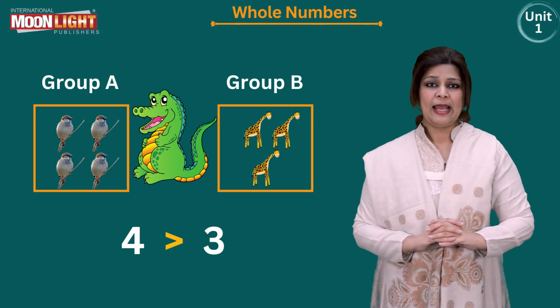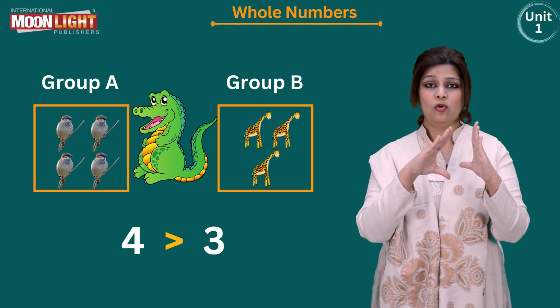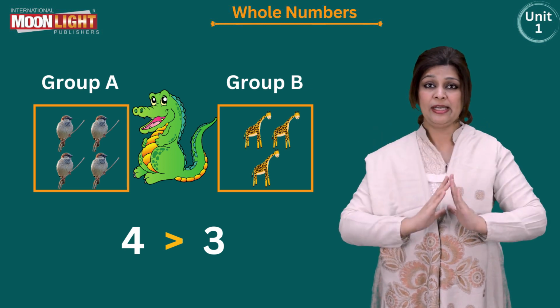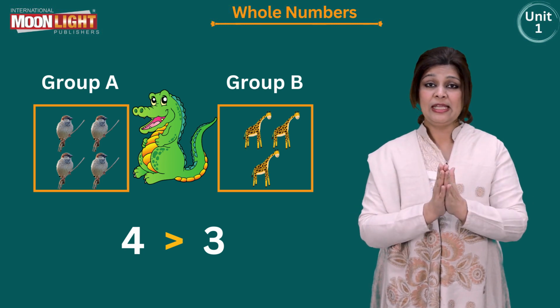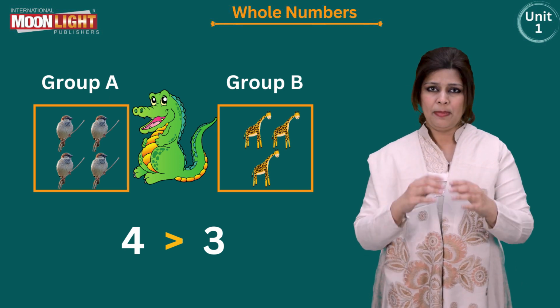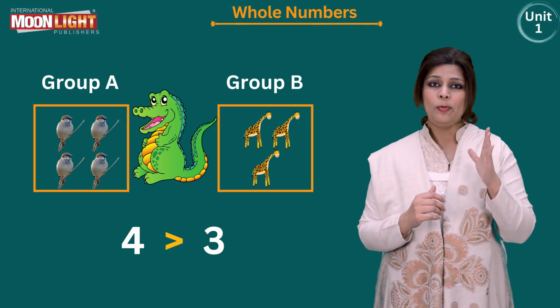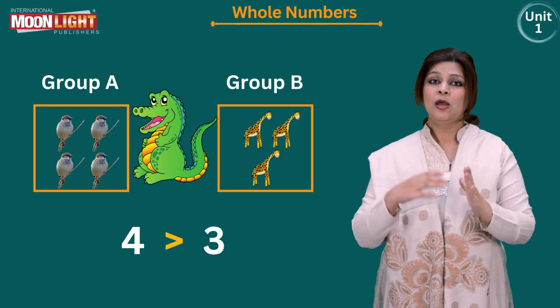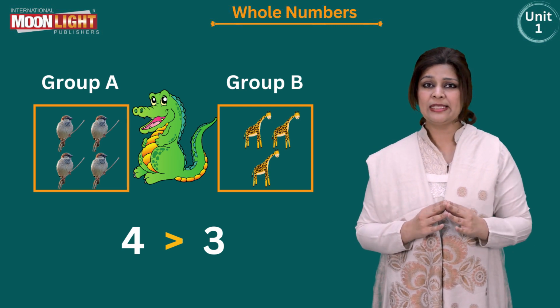So we can say that we have already written the symbol, that 4 is greater than 3. But when we are comparing two numbers, I will say that the number 4 is greater than the number 3. But if I compare the groups, then I will say that group A is more than group B. Is it clear to you guys?